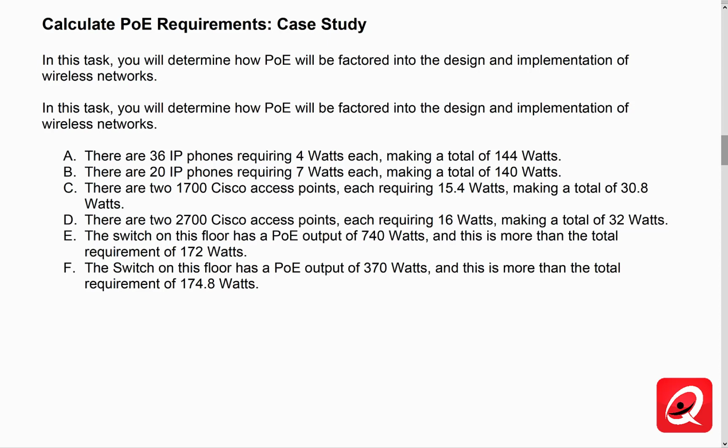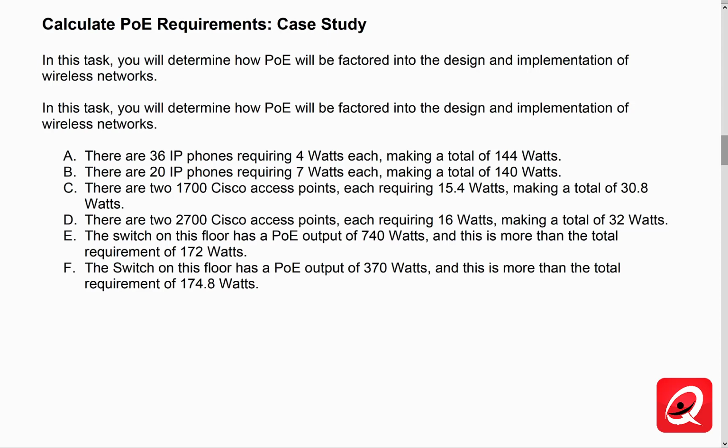There are 36 IP phones requiring 4 watts each, which provides a total of 144 watts. We have 20 IP phones that require 7 watts each, making a total of 140 watts. There are 2 1700 Cisco access points that require 15.4 watts each. That's a total of 30.8 watts. 2700 series access points, 2 of those, 16 watts each, which is 32.